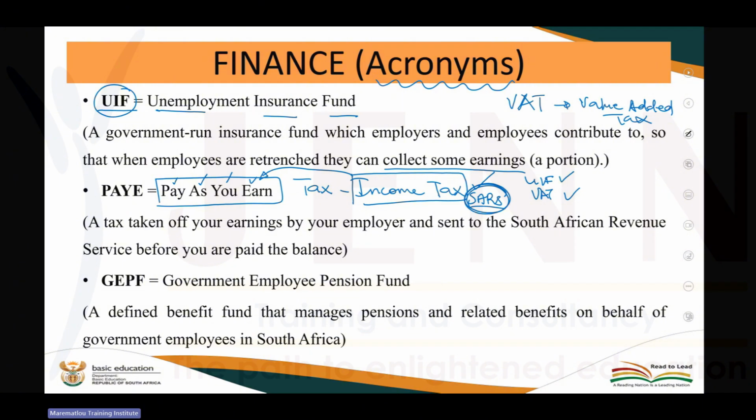SARS is another acronym. Now you must know what it stands for if you are doing mathematical literacy. It stands for what? Just right in front of you. South African, S for South, A for African, R for revenue, and the last S is for service. This is the institution that takes the money from the people as they earn.